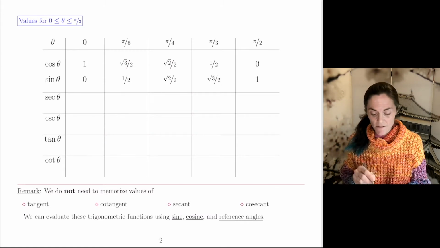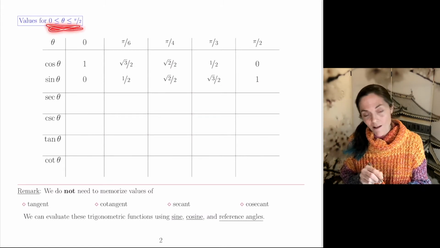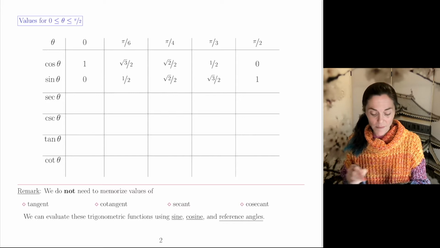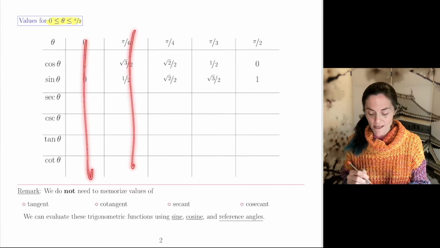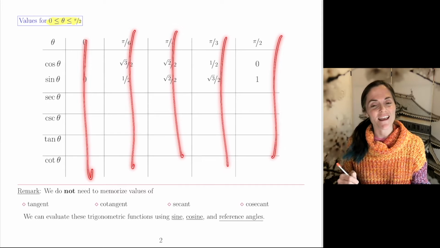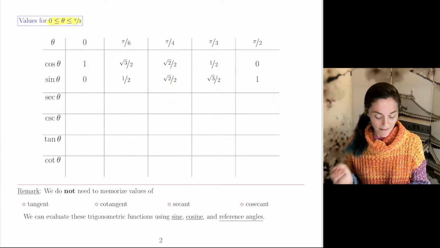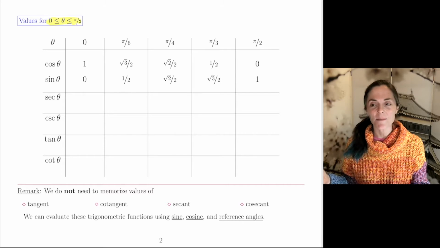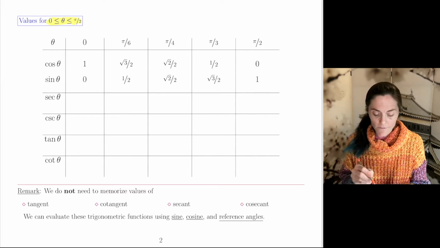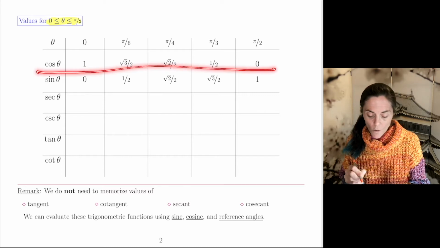First, let's discuss the values, certainly not for all theta between 0 and pi over 2, but for the special ones that we remember, namely 0, pi over 6, pi over 4, pi over 3, and pi over 2. I have the values of cosine and sine. These we discussed last time. And then I can just use the definitions of these other four trig functions to write down the values. Okay, secant, we'll do secant first. I just go all the way across.